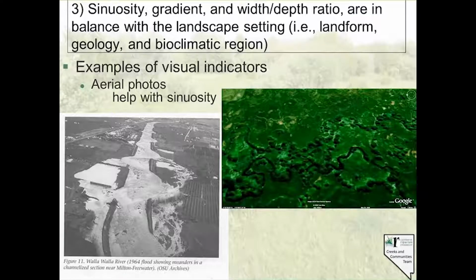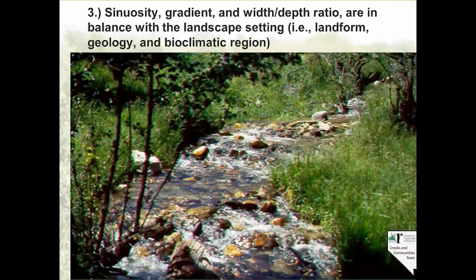So even if you've got one of them that's still a yes, you're going to mark it as a no. So this is just sort of a quiz. I won't ask anybody to actually answer, but for this item, sinuosity, gradient and width-depth ratio are in balance. Just take a look at this and come up in your own head with what you think the answer would be. Would this be a yes or would it be a no? We would argue that it's a yes, right?